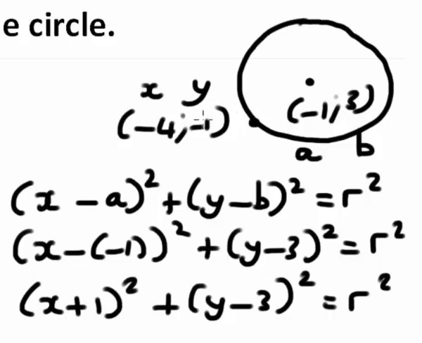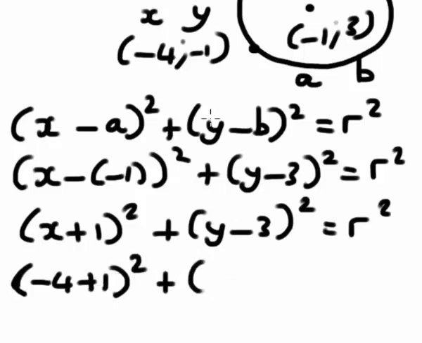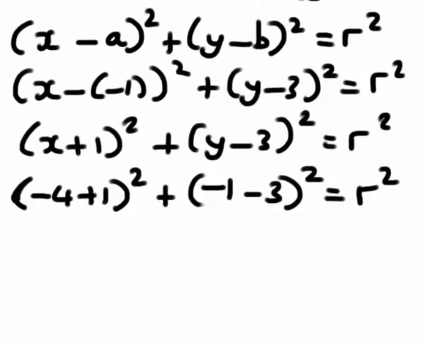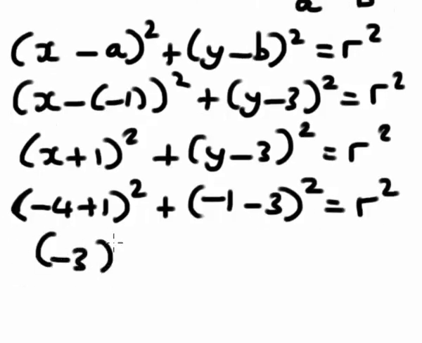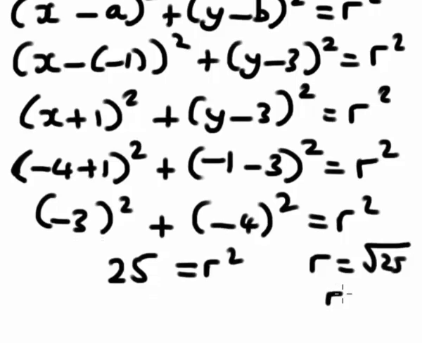How do we then get the radius? Well, we're going to be using -4, -1. So in we go, and we plug in -4 for x. So we can say -4 plus 1 squared plus the y being -1 there. So let's put it in. -1 minus 3 all squared is r squared. Okay, so that's -3 squared plus -4 squared is r squared. So it's 9 plus 16 is once again 25 is r squared. The radius is the square root of 25, which is 5.